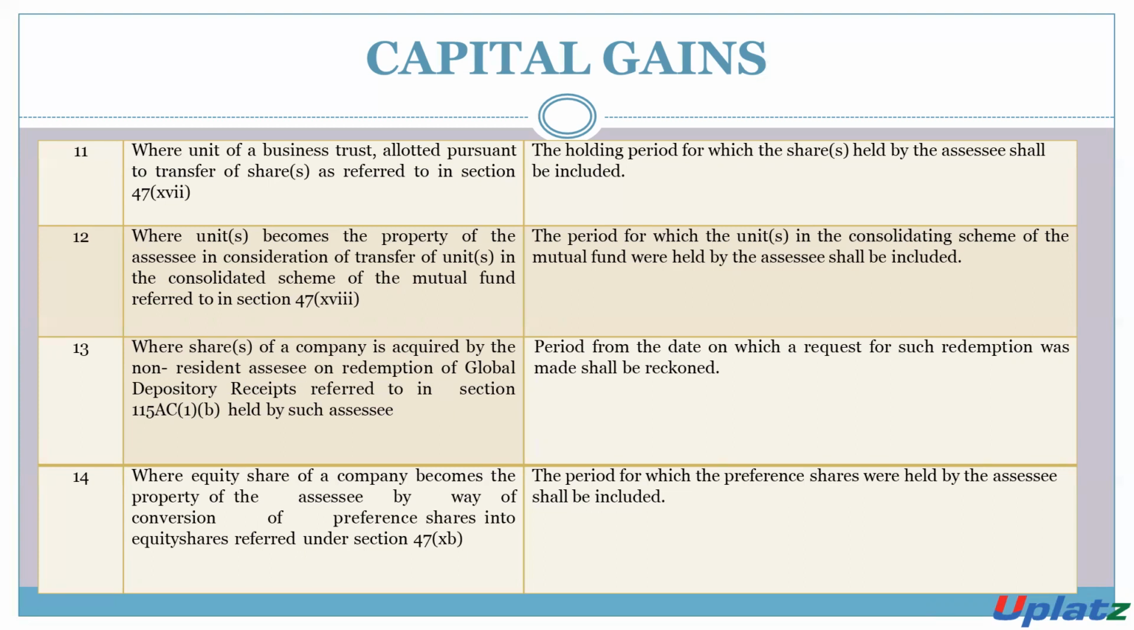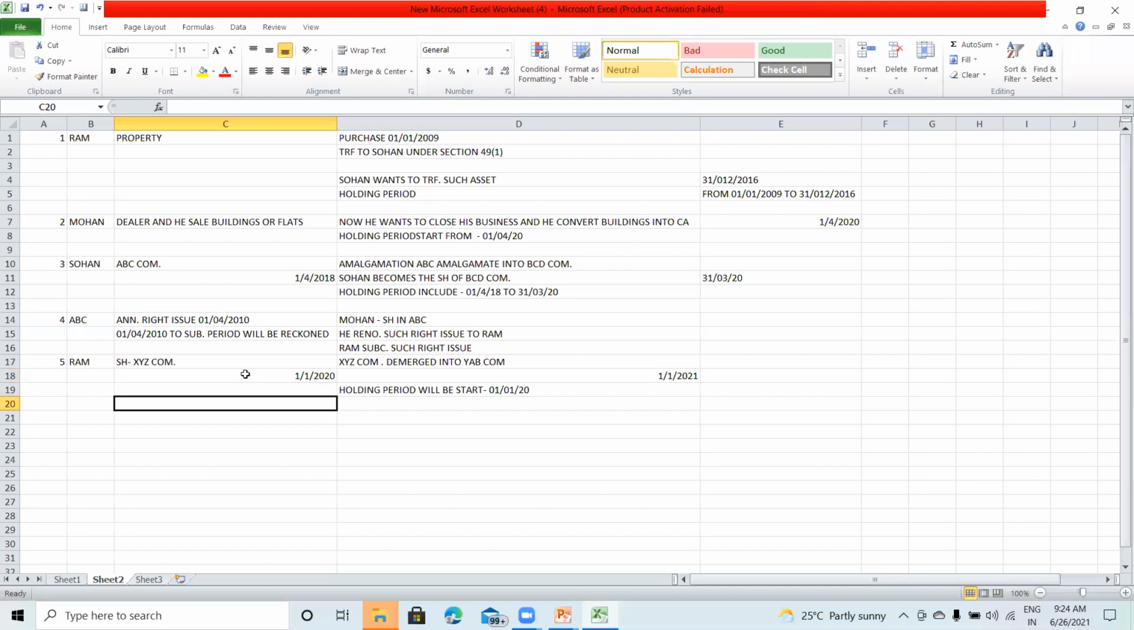Next, where equity shares of the company become the property of the assessee by way of conversion of preference shares into equity shares, which is referred to under section 47 clause 10b. Where the equity shares of any company become the property of the assessee by way of conversion of preference shares, and in consideration of such conversion the company provides the equity shares, the period for which such preference shares were held by the assessee will also be included.